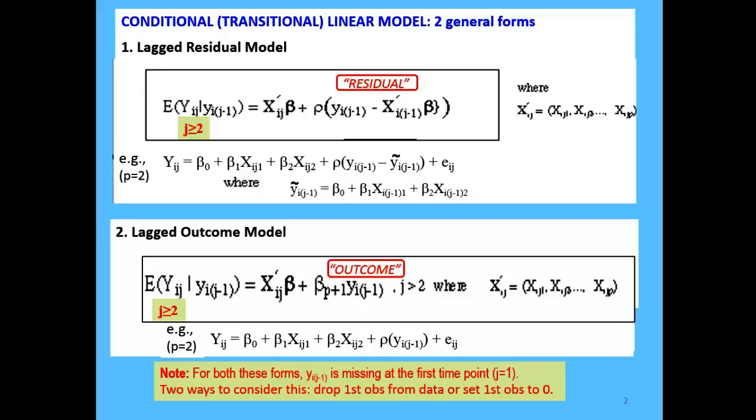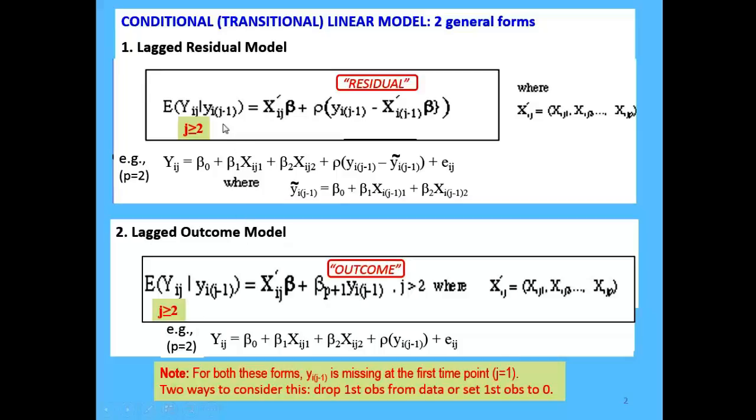So more generally, you can have more than the immediately preceding one in the model. It can be more complicated. I'm just illustrating what happens if you only have the immediately preceding one. Okay, so this is one model, and this is the other model.